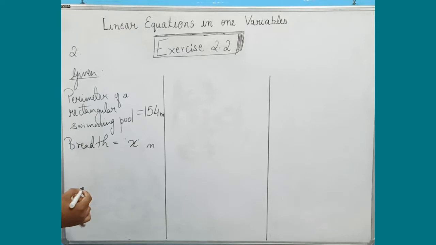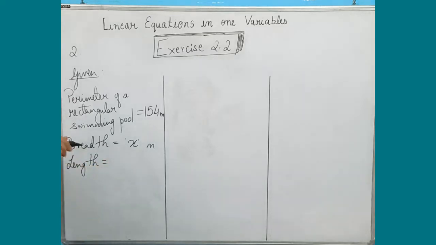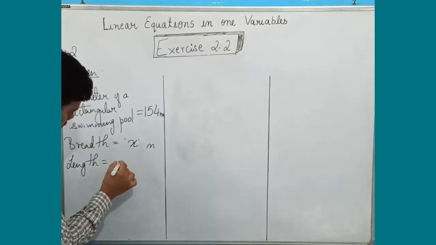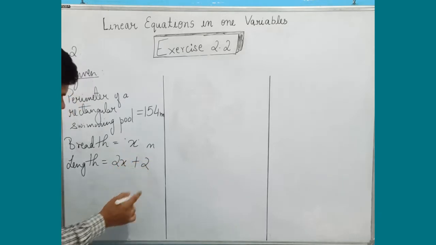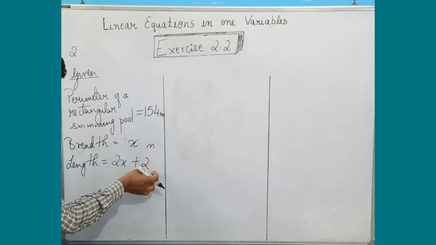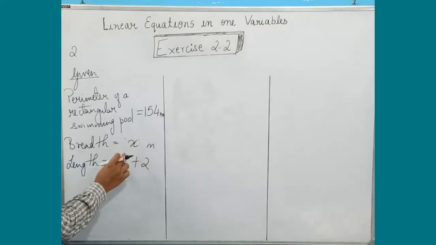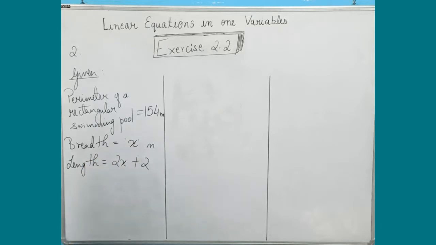Now after this, I'll write down, according to the question, length is equal to twice, that means 2 times x, and plus 2. If you read the statement, it says that it is 2 more, that means plus 2 more than twice the breadth, and the breadth is x. So length is equal to 2x plus 2.